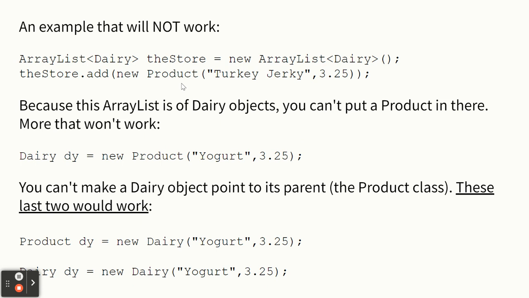I guess it says that. You could read and then transcribe what I wrote. But thank you. You could add more yogurts, but you can't make a dairy object point to its parent. You could make a product point to a child, though. Any questions?